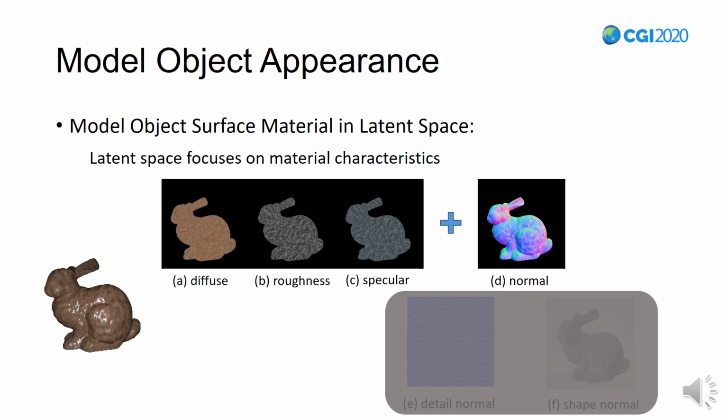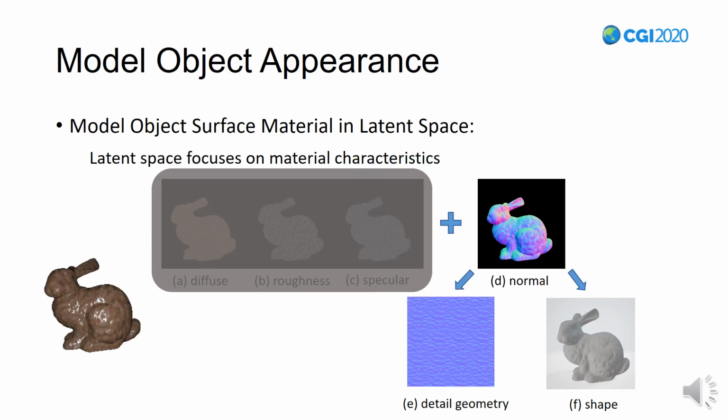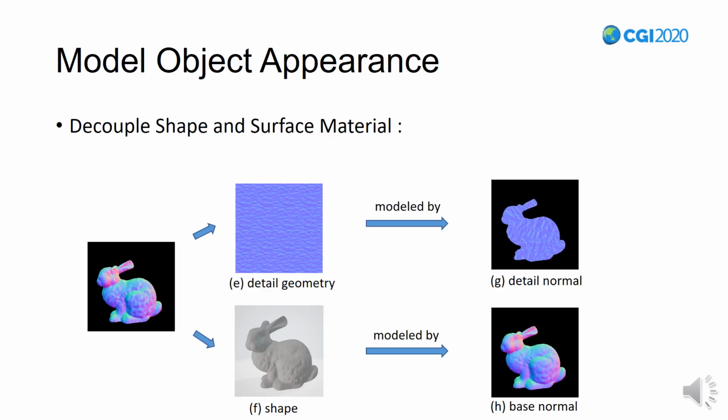Usually, object appearance in a fixed view can be modeled as diffuse, roughness, specular, and normal maps. The normal map is related to both surface material and shape. Since we hope that this space focuses on material characteristics, we need to decouple shape and surface material first. The global normal in a curved view is related to detail geometry and basic shape. We utilize a detail normal map to model geometry detail, and we utilize a base normal map to model large geometry, which is related to the basic shape.